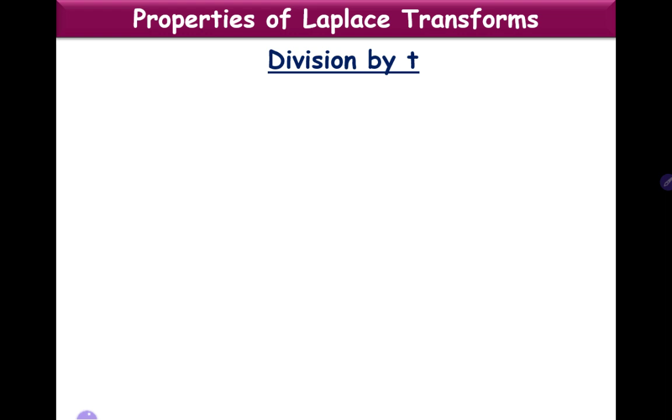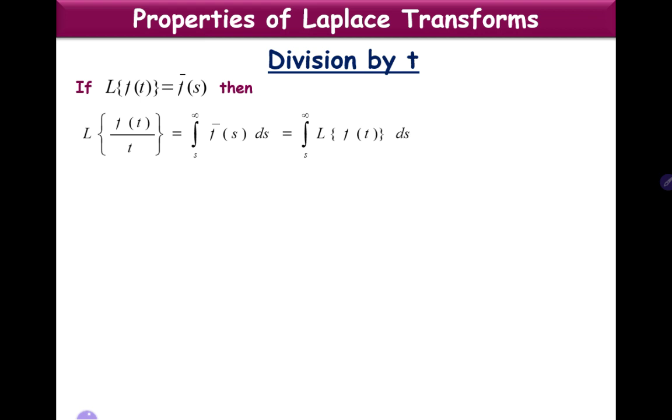So what does this theorem state? If L of f of t is equal to f bar of s, then L of f of t by t is given by integral s to infinity f bar of s ds, that is, integral s to infinity L of f of t ds. So using this property, we can easily find the Laplace transform of f of t by t when we know the Laplace transform of f of t.